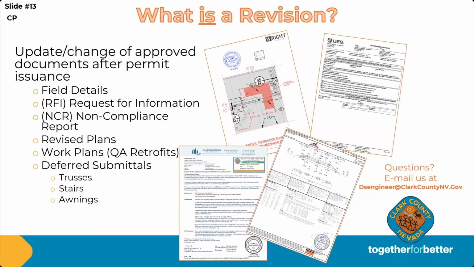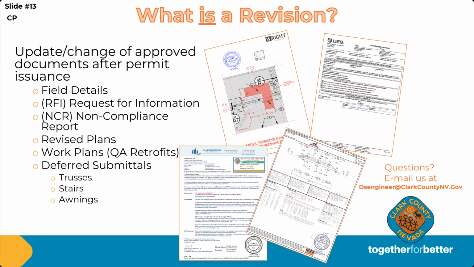Field details. For instance, I'm showing you here on one of the top pictures how they increased the size of a footing. That will be a change in the field. That is a revision. An RFI, like when some information was missing from the plans and the contractor needs to send an RFI to the engineer. That is a revision. A non-compliance report, these are very common reports that our third-party agencies issue in the field, and those will come to us with a resolution from the engineer as well as a revision. Revised plans, any type of changes that you're going to have in the field or while construction is taking place, that will come to us as a revision.